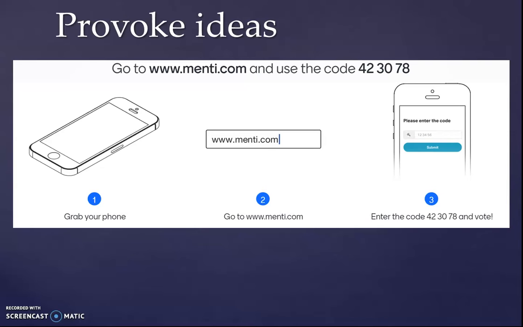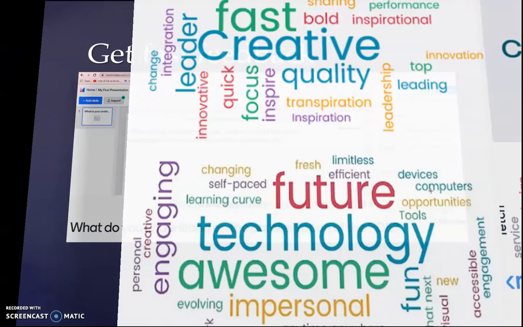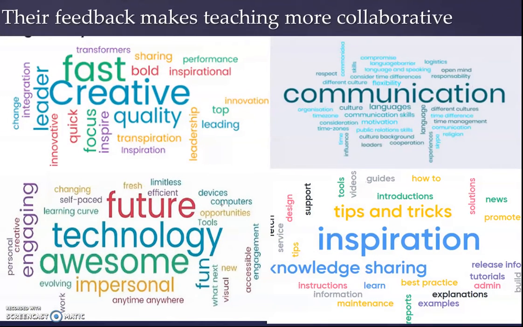And how to provoke ideas. Okay, there are 3 steps. Using menti.com, we ask them to provide their handphone, write menti.com, and insert the code for voting. Okay, we can get a fast feedback from them. For example, how they are understanding about the chapters and the specific question. Alright, the feedback is very easy to understand, and this will make the teaching more collaborative.